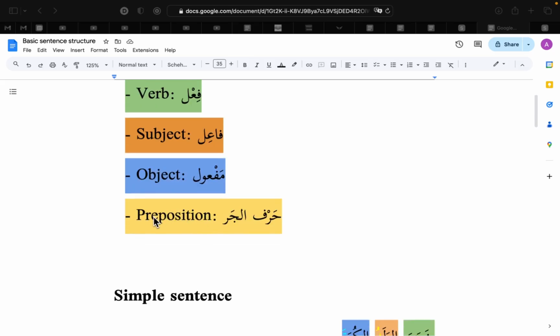And then you've got the preposition, harf al-jar, which literally means pulling letter. Because what prepositions tend to do is that they pull in new information about the sentence. So for example, the rabbit fell. Where did the rabbit fall? We haven't really answered that question. But if we want to answer that question, it would be the rabbit fell into the hole. Into is a preposition that pulls in new information about where the rabbit fell. And this is why it's called harf al-jar, the pulling letters. They pull in new information.